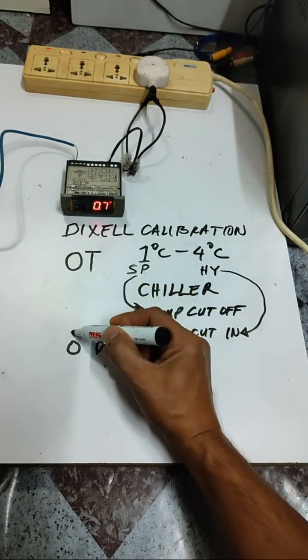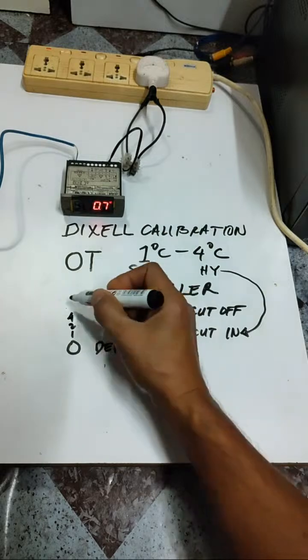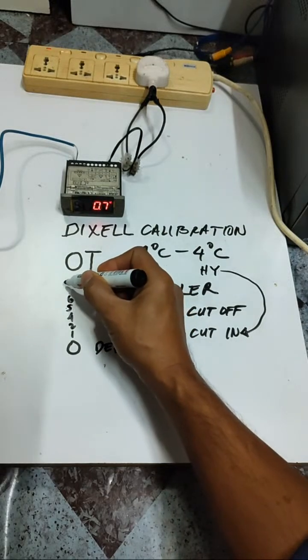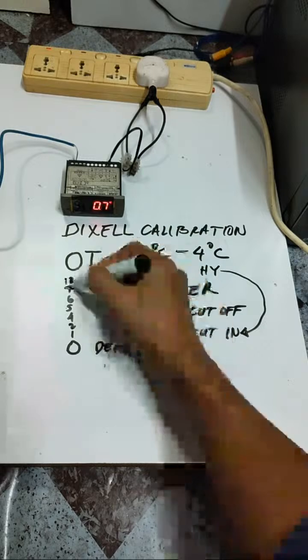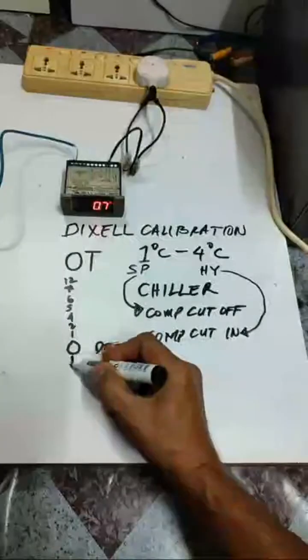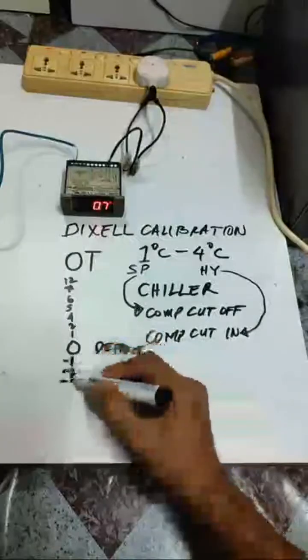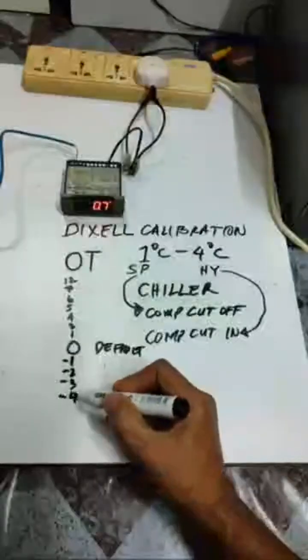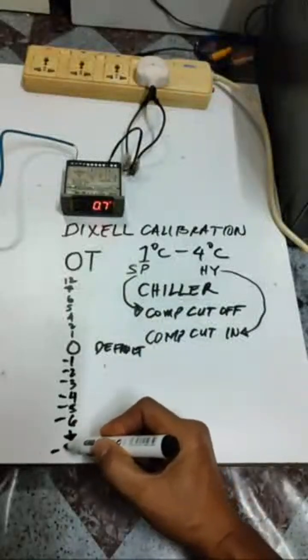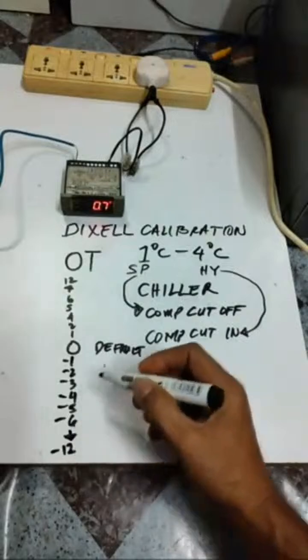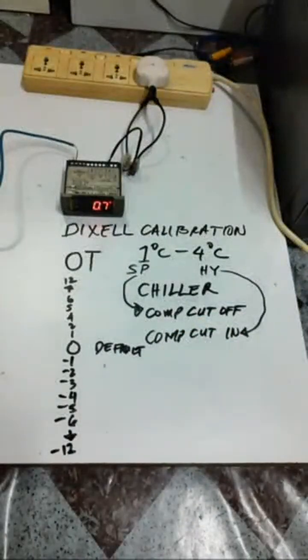Now I'm going up: 1, 2, 3, 4, 5, 6, up to 12. It depends. Now we're going down: -1, -2, -3, -4, -5, and -6, going to -12. So I repeat, it depends on the model. Now, this is a crucial and very interesting topic for beginners like me.